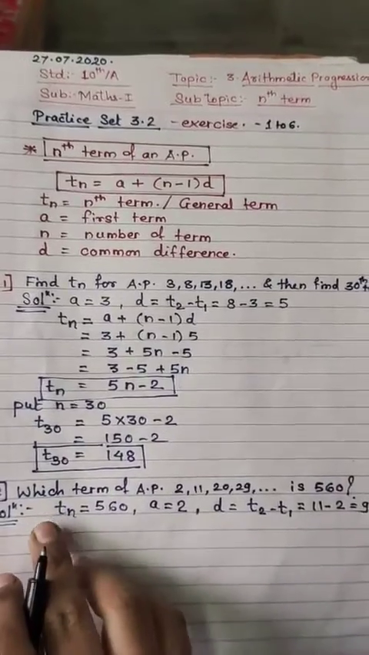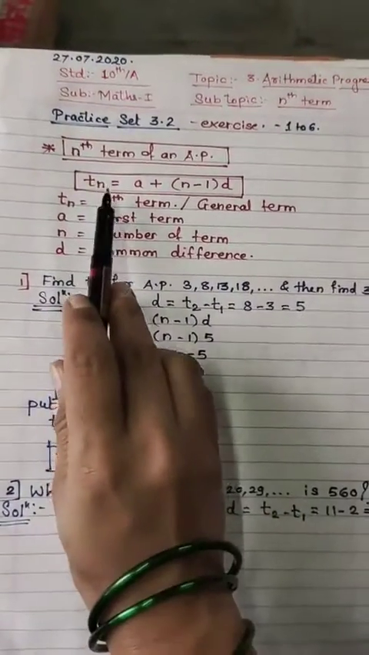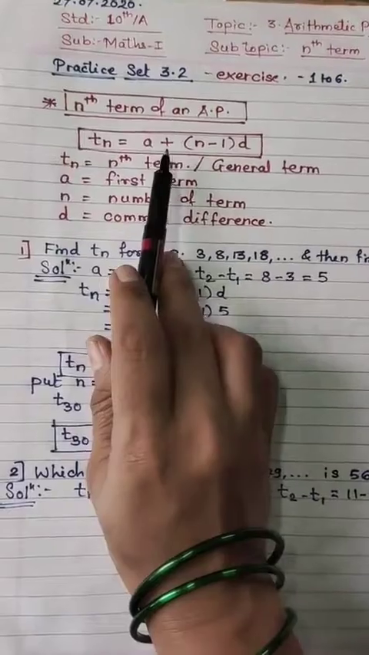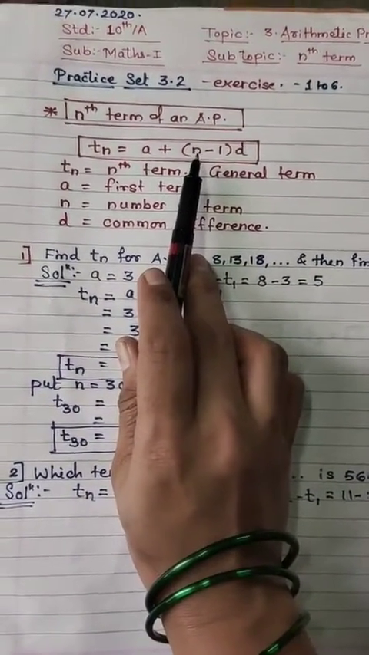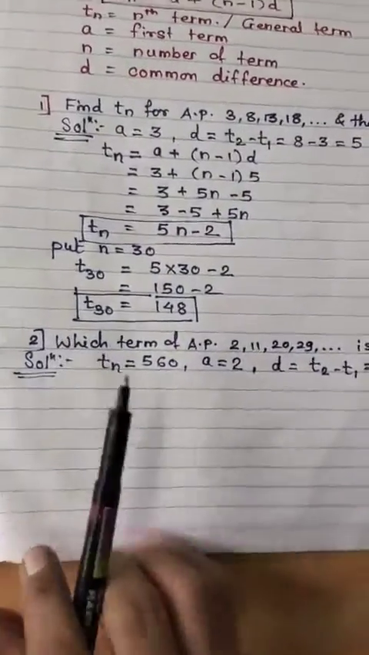Now we have all the values for the formula of Tn. We have the value of Tn, the value of A, the value of D, and we have to find the value of n. So I will write the formula here.